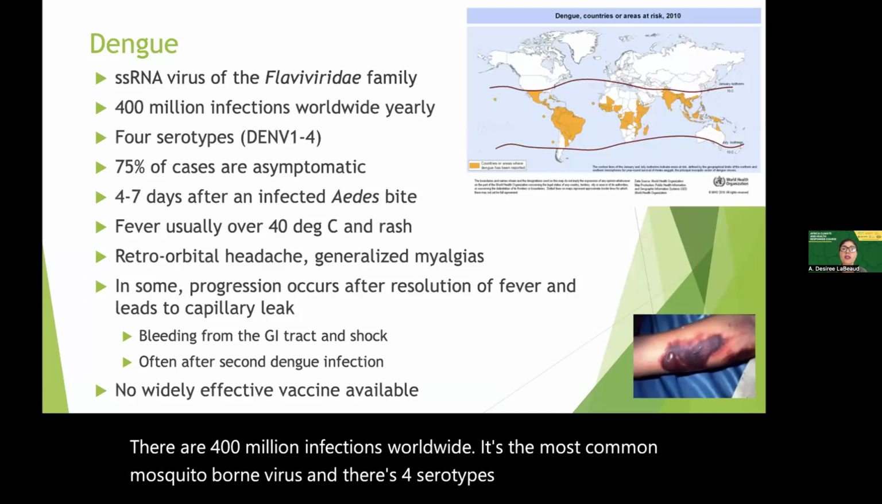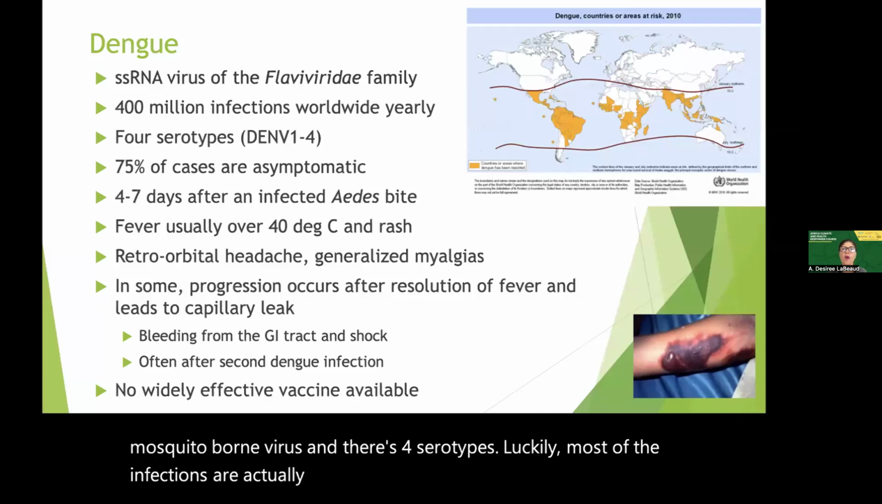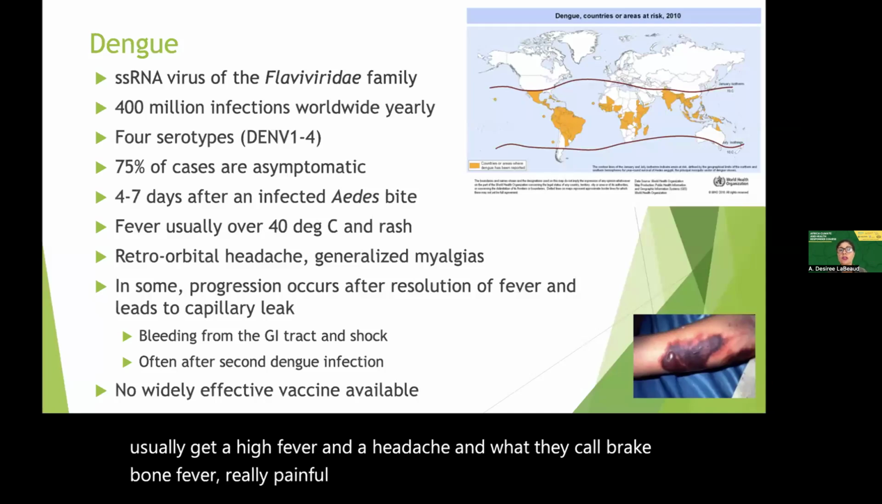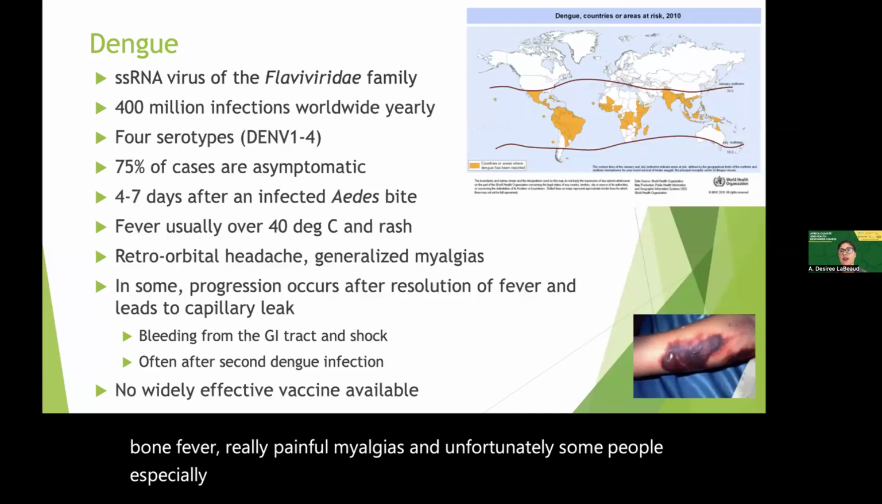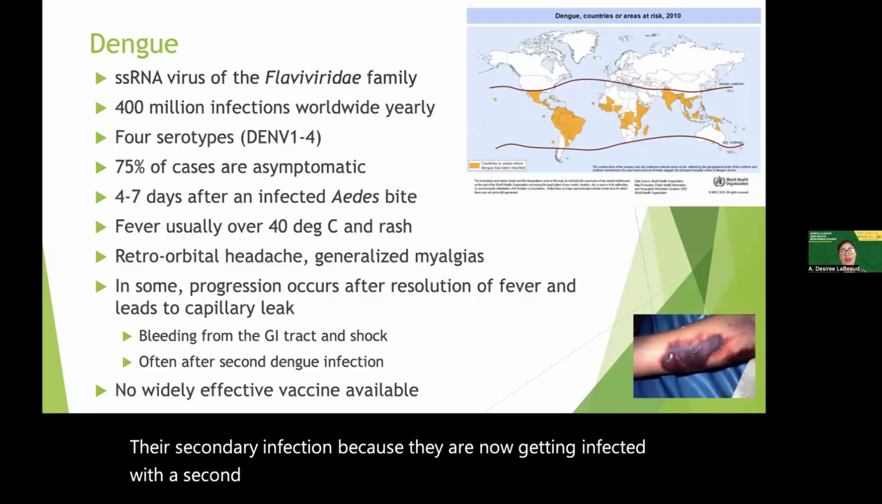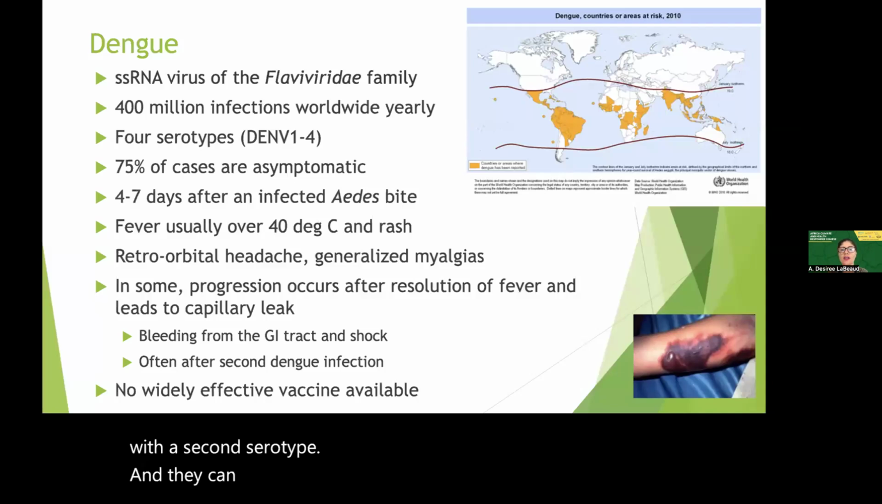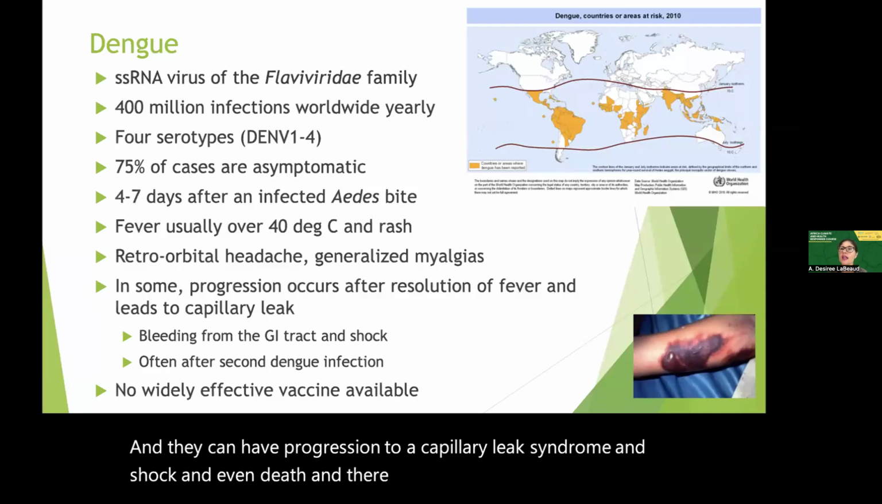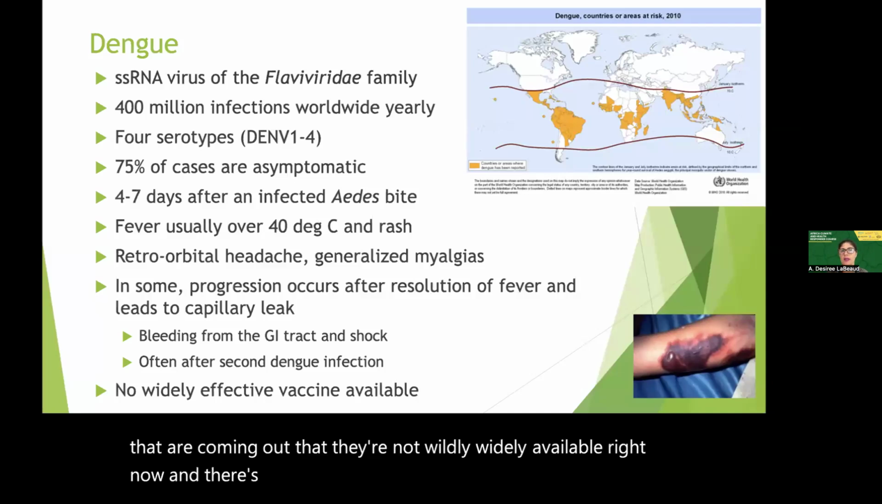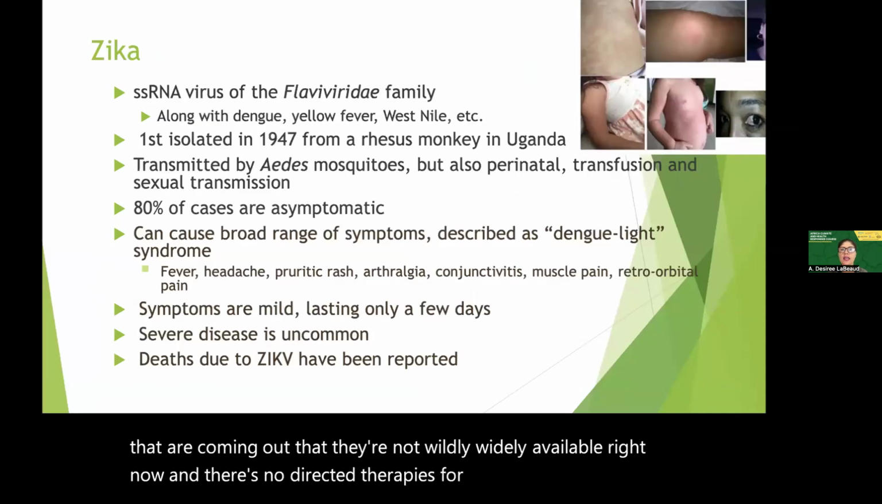Luckily, most of the infections are actually asymptomatic, but when you're ill, you usually get a high fever and headache and what they call breakbone fever, really painful myalgias. And unfortunately, some people, especially those who get a secondary infection because they are now infected with a second serotype, can have progression to a capillary leak syndrome and shock and even death. There are dengue vaccines that are coming out, but they're not widely available right now, and there are no directed therapies for dengue.